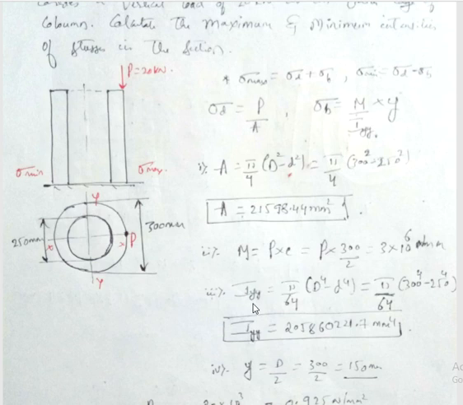Now Ixx or Iyy, both I will get the same values for circular section, but look at the load. It is acting at this point. It is having an eccentricity with respect to the y-axis, not with respect to the z-axis. So I need to take Iyy. It will become pi by 64 into outer diameter raised to 4 minus inner diameter raised to 4. Substitute the values and you will get the value of Iyy.